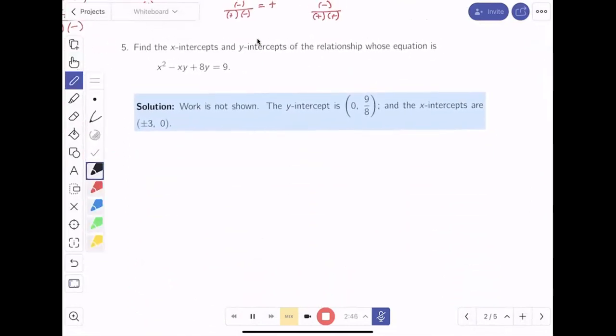All right, what they want me to do is find the x and y intercepts of the relationship. And I'll put this down for you. The relationship is x squared minus xy plus 8y equals 9.